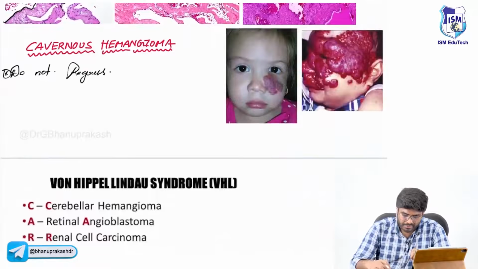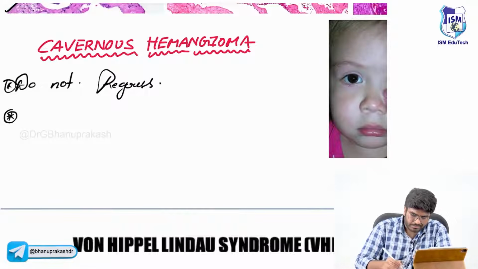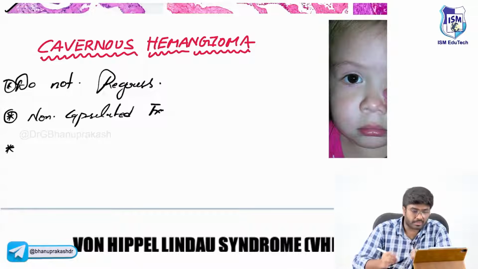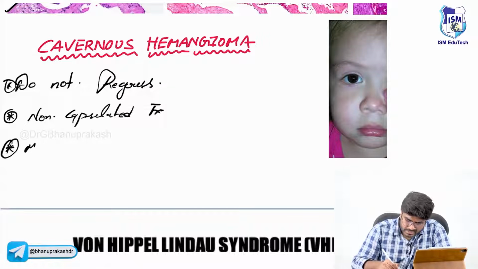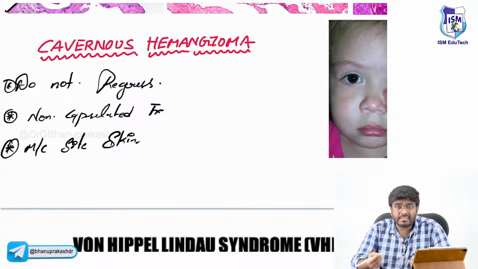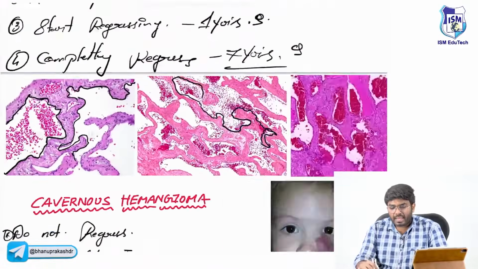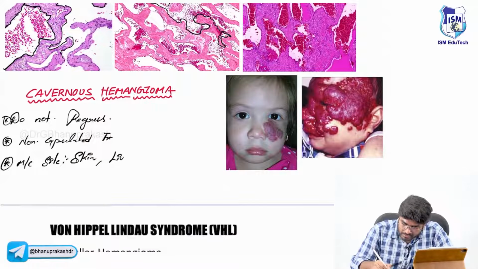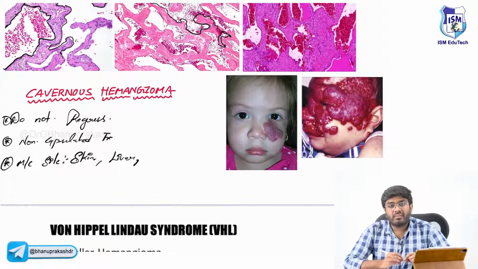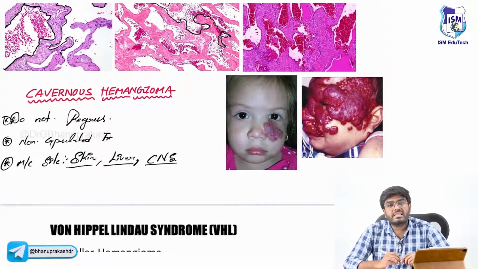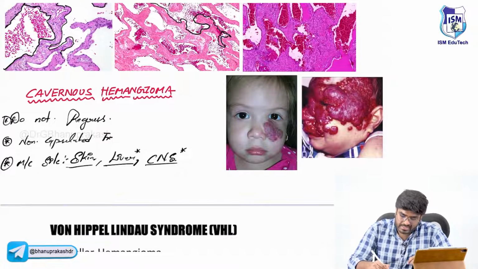Now let me write one by one the important points. They do not regress, and they are again non-capsulated tumors. There is no capsule around them. What are the most common sites? Bone and skin. Even capillary hemangiomas occur in the skin, but here something important: skin and liver involvement will be seen, sir. Even in the liver, and even in the central nervous system. So organ involvement: the most common sites are skin, liver, and central nervous system. MCQ: skin, liver, and central nervous system.